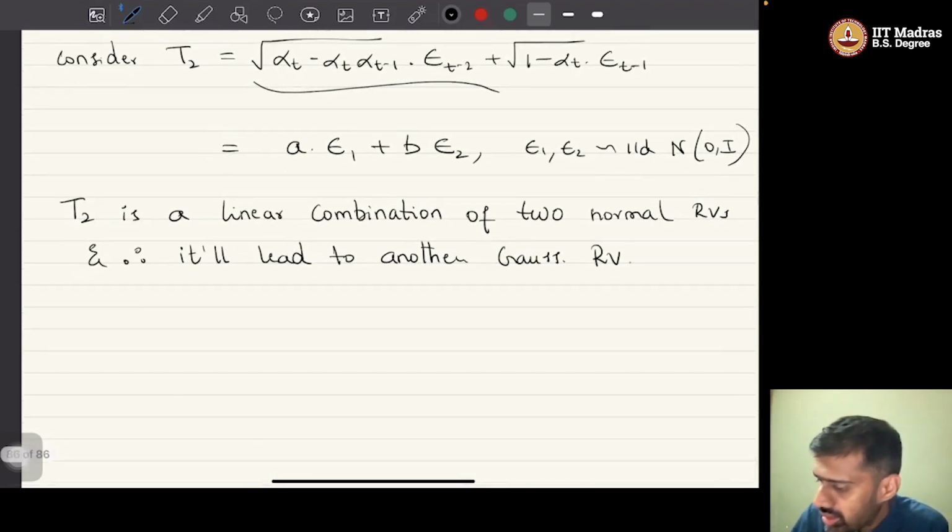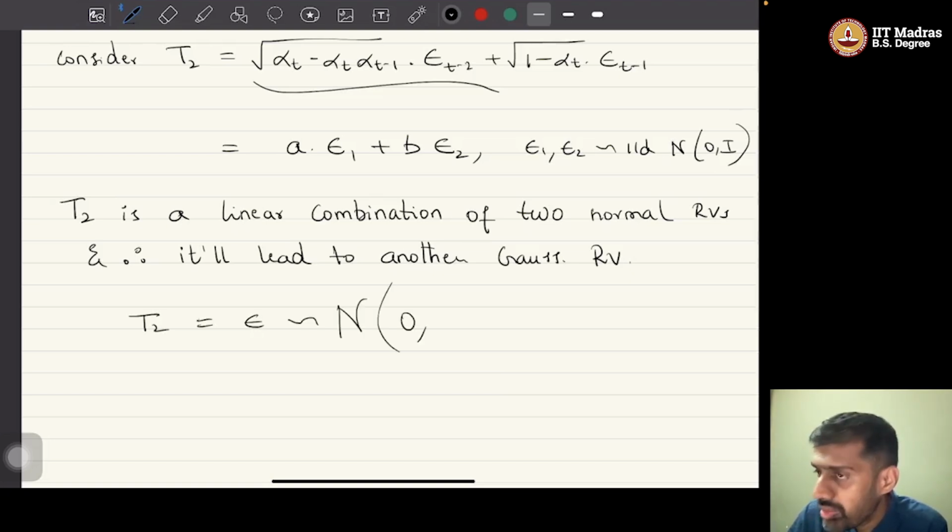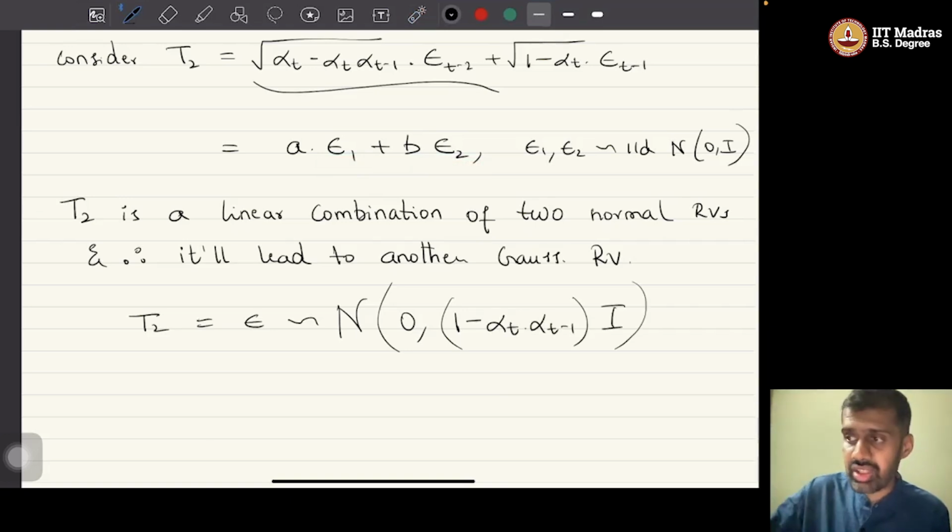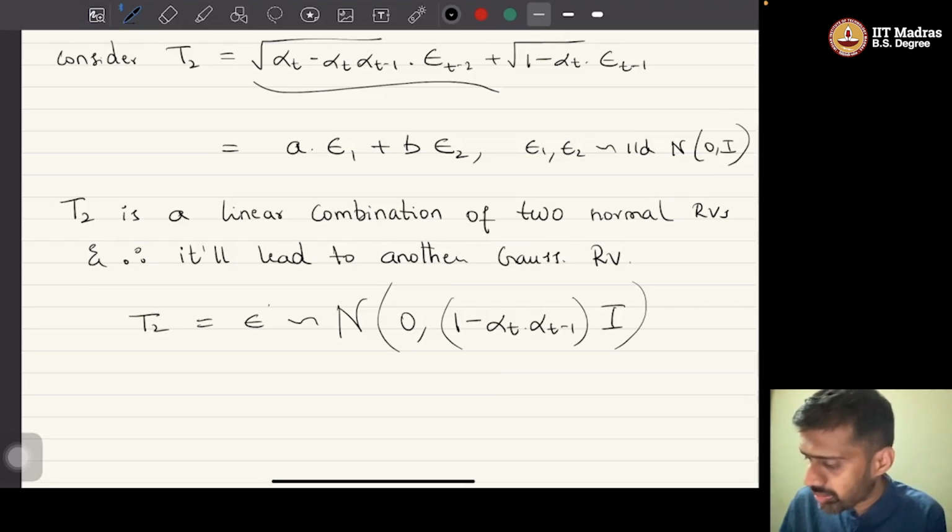What can be shown is that T2 will give another random variable equal to some epsilon drawn from a normal distribution with 0 mean. The mean does not change, the variance would change. Because both of these have 0 means, by scaling them the mean would not change. So the variance is 1 minus alpha t into alpha t minus 1 times I. You can verify this, it's very easy to verify that this gives us another random variable with this particular property. Let's call this epsilon star.